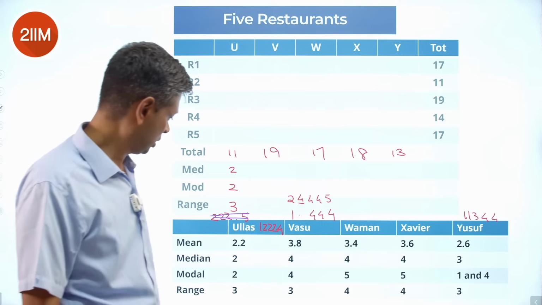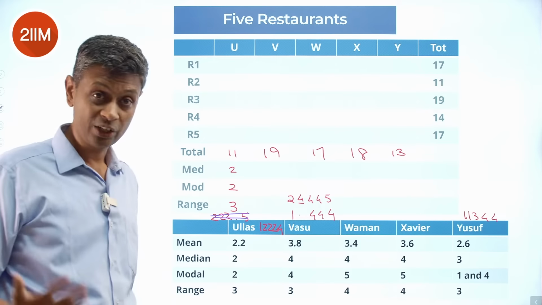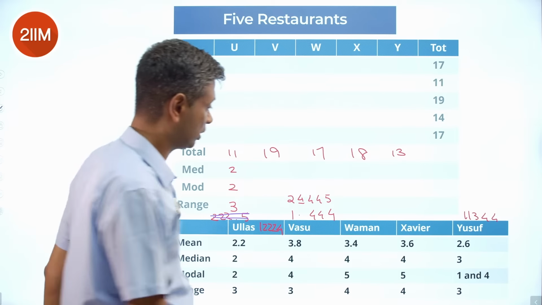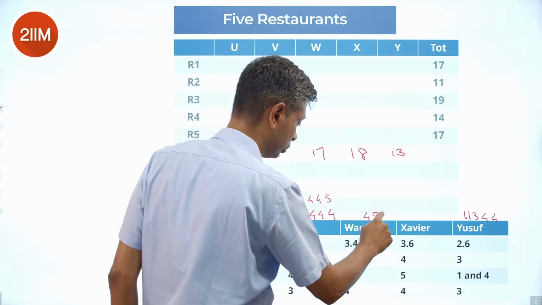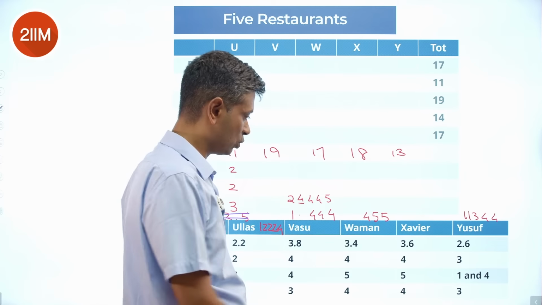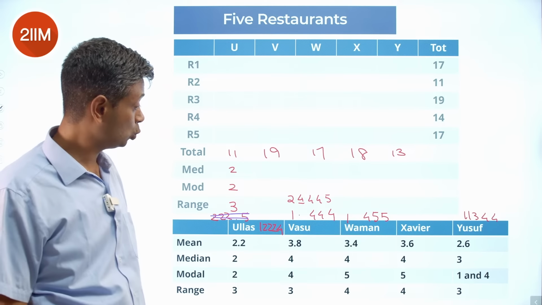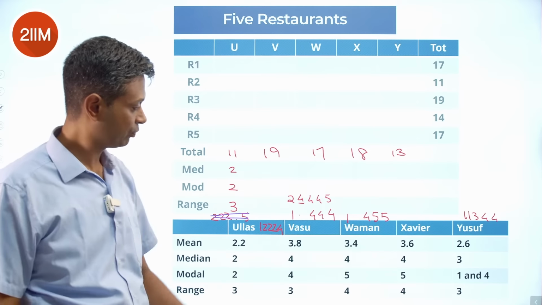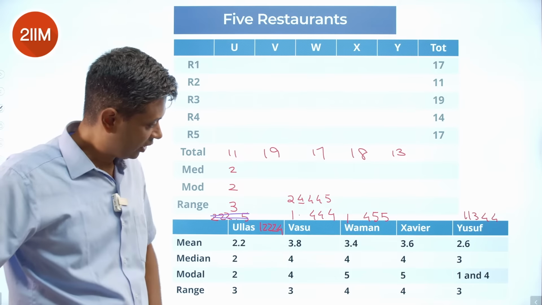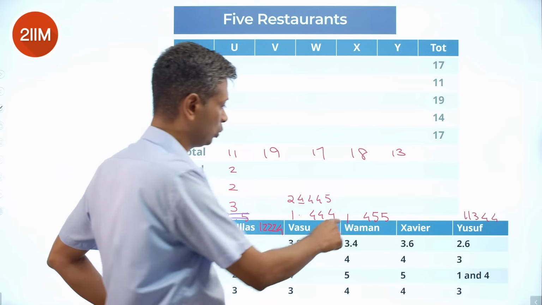Let's go to Vaman. Mode is 5, at least 2 5s. Median is 4. I have a 4, 5, 5 sitting with me beautifully. The range is 4. The first number is 1. 1, dash, 4, 5, 5. Adding up to 17. 5 plus 5 is 10, plus 5 is 15. 1, 2, 4, 5, 5.